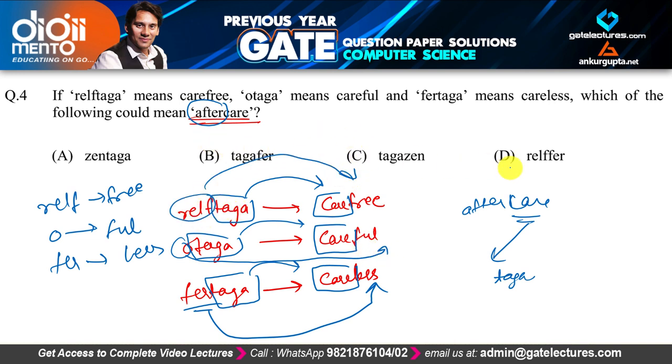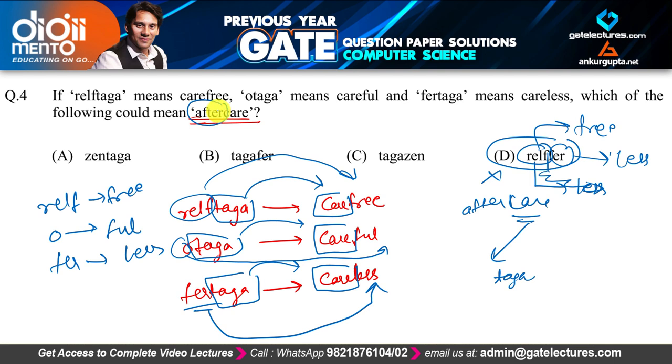So when they are writing something like Ralfer, Ralf means free and fur means less, so less free or something. So this is not the correct answer for this. Because here we have the word care, care should be there. Care means TAGA, so TAGA is coming here, and here, and also here. But you can see in the first words, care is in the beginning, therefore Taga is at the end. Now here, because care is at the end, therefore Taga should be in the beginning. So obviously this cannot be the correct answer.